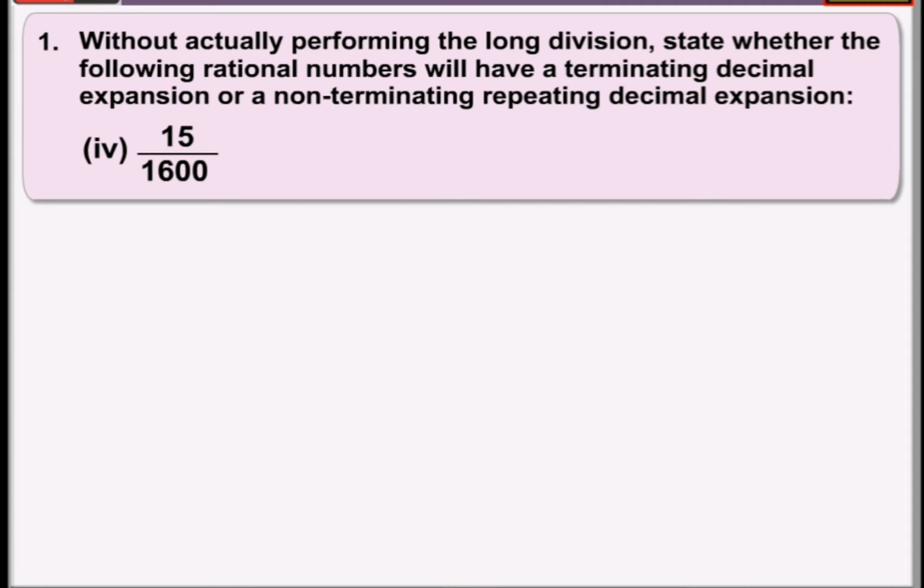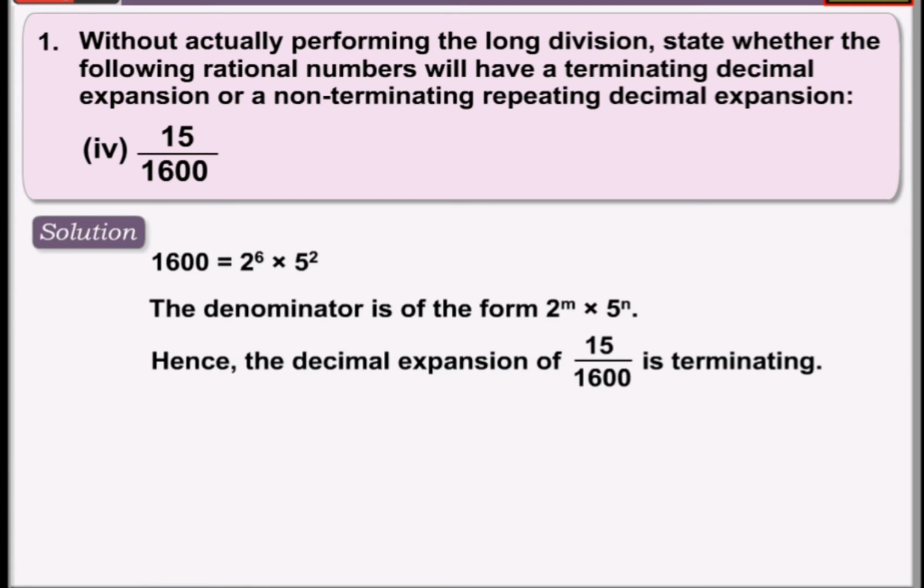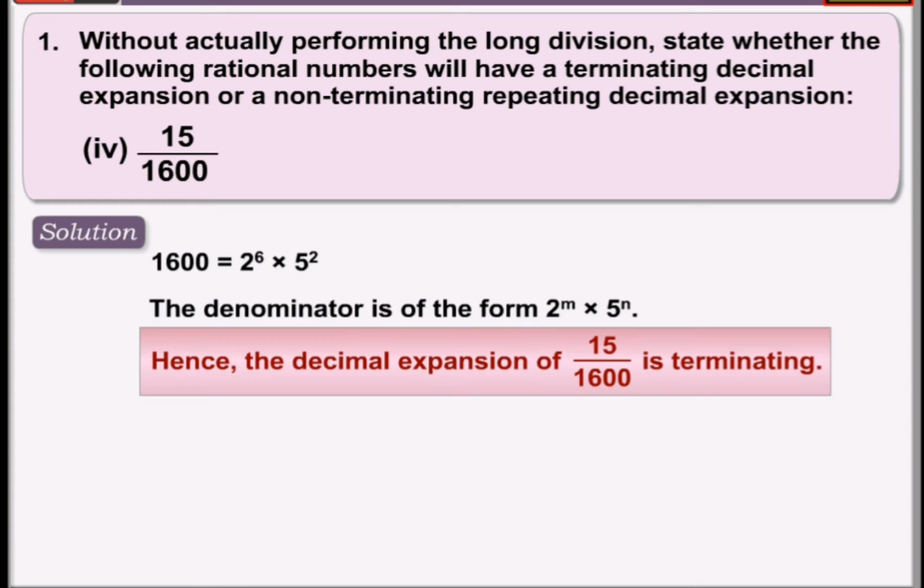Number 4. 15 upon 1600. Answer. Well, factorization of 1600 is 2 raised to power 6 into 5 square. Now the denominator is in the form of 2 raised to power m into 5 raised to power n. Hence the decimal expansion of 15 upon 1600 is terminating.